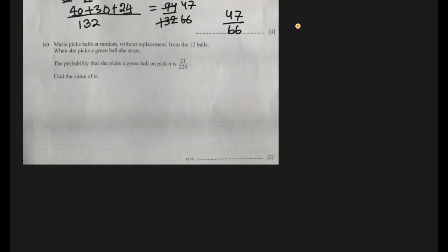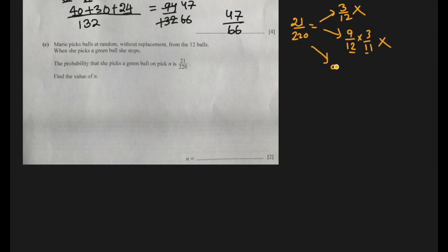All right, so our target is 21 over 220, right? So let's see if in the first go it will be equal to 21 over 220. No, not equivalent. So no, not the first go. Now second one, that means the first one she failed, 9 out of 12, but second one she got the green ball. Is it equal to this somehow? No. That means this is also not the case.